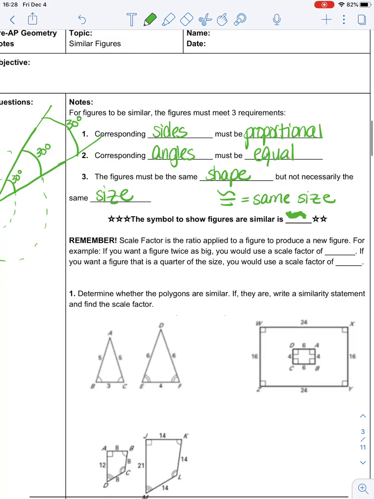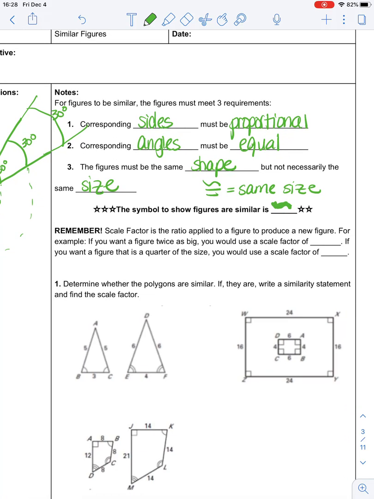Okay, similar looks like kind of a little sideways S, and they're similar. So that means that somebody took it to a copier and shrunk it down or blew it up. Your scale factor that we talked about with dilations is applied to the figure to produce a new figure. For instance, if you want to be twice as big, then you're going to use a scale factor of 2.